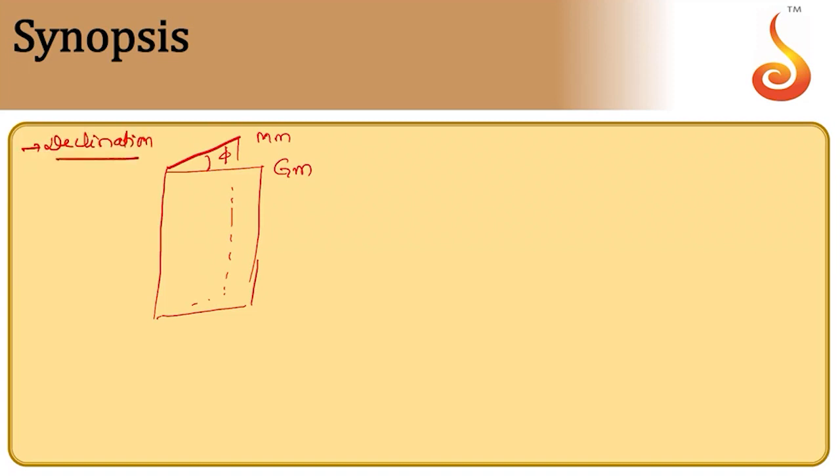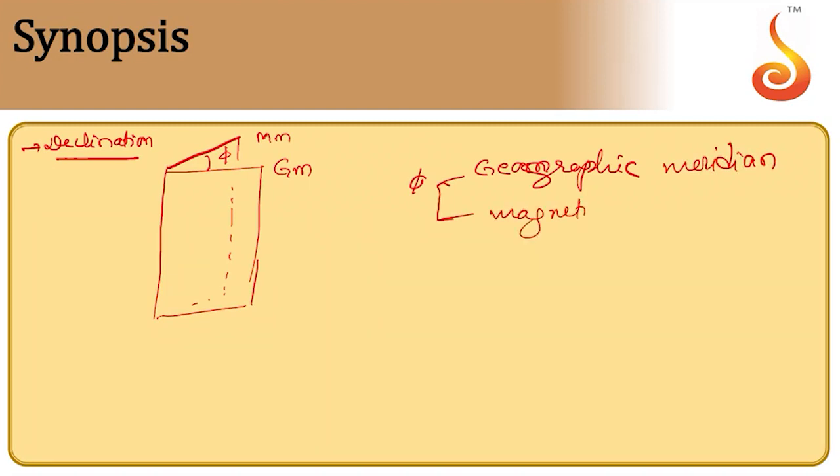So, declination is the angle between geographic meridian and magnetic meridian.